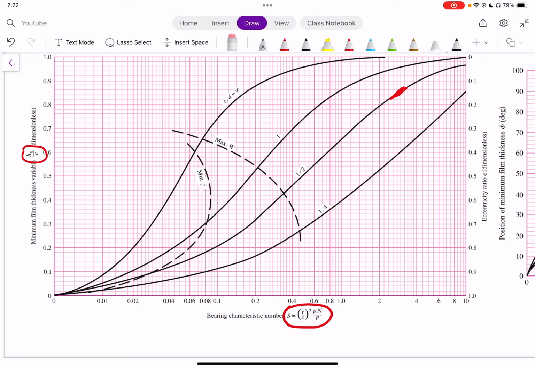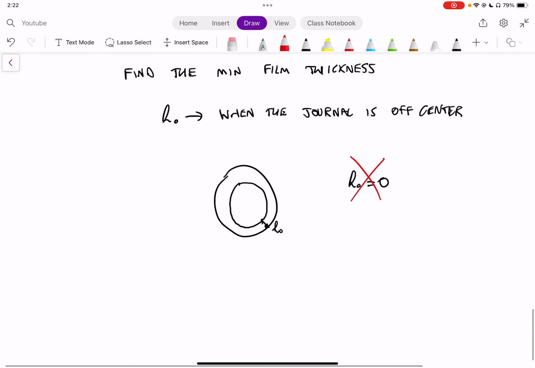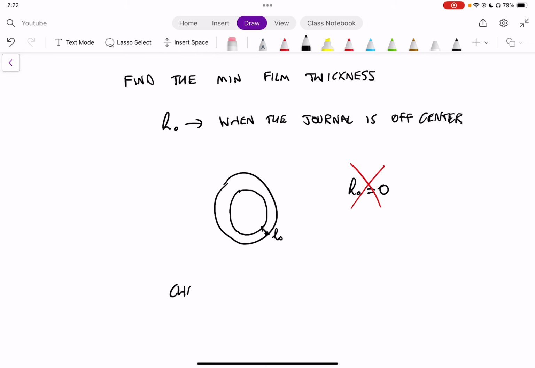So let's go ahead and solve for the Sommerfeld number based on what we need to find H0. For now, we're just trying to find these values. Later on, we'll talk about the utility of these values as well. Okay, but H0 is when it's off center. You basically want an H0 that's greater than 0, and hopefully it's big enough based on the criteria that you have. But we'll talk about those criteria later on. Okay, so we're going to use our charts to solve this problem, and we need to find S.